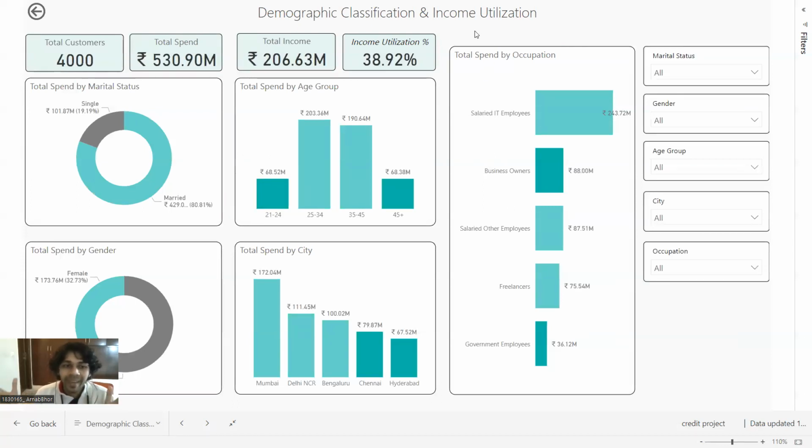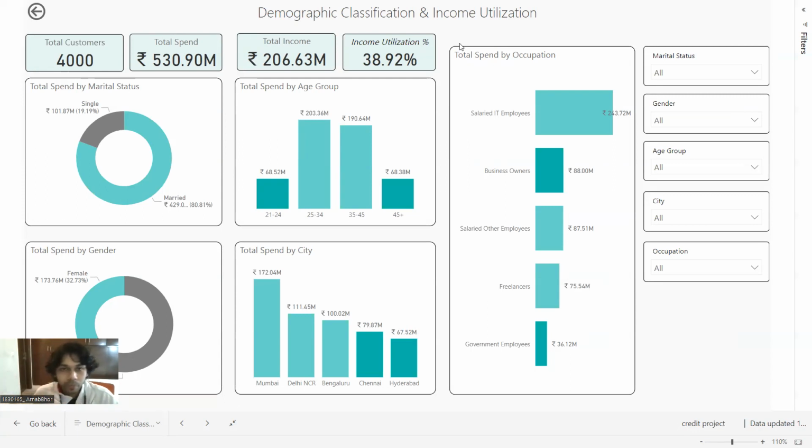This is a KPI here, KPI as in key performance indicator. So what's this KPI, income utilization percentage? It's basically the ratio of the average income and the average spend. On an average, how much is a person earning, and we're dividing that by how much that person is spending. Fine. So on an average, the income utilization percent is 38.92. I hope that's clear. To simplify it, if a person is earning, suppose, 38 or 39 rupees, then he's spending 100 rupees. That's what it means. Hope that's clear.